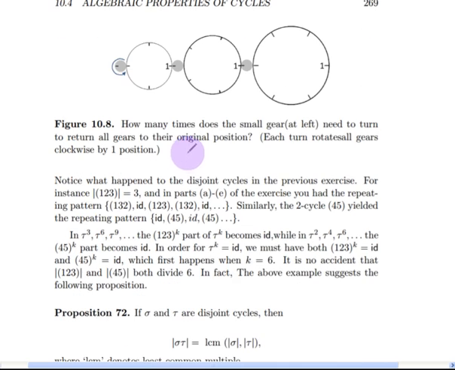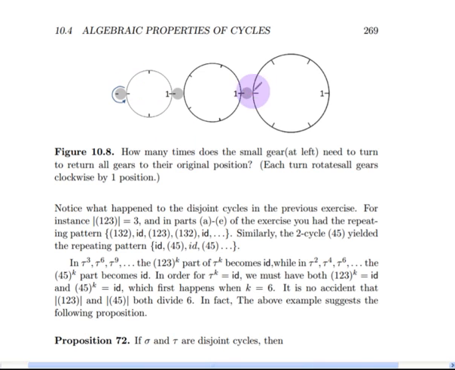All right, now this figure is supposed to be a conceptual aid for you to understand the order of a permutation. Okay, so suppose you have a permutation that has one 4 cycle, one 5 cycle, and one 6 cycle. Wait a minute, 1, 2, 3, 4, 5, 6, yes. It has one 4 cycle, one 5 cycle, one 6 cycle.